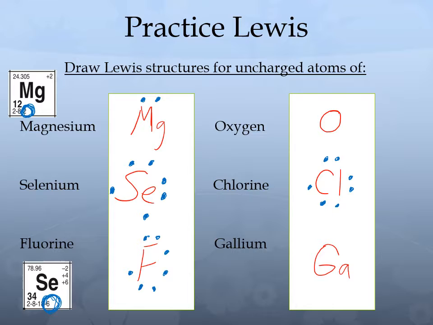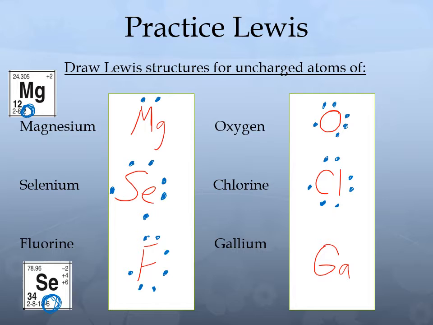Oxygen up top, it's element number 8. It has 6 valence electrons. So as always, I'm going to put 1 and 2 on top. Number 3 goes on the right. Number 4 goes on the bottom. Number 5 goes on the left. Number 6 I fill in back on the right.